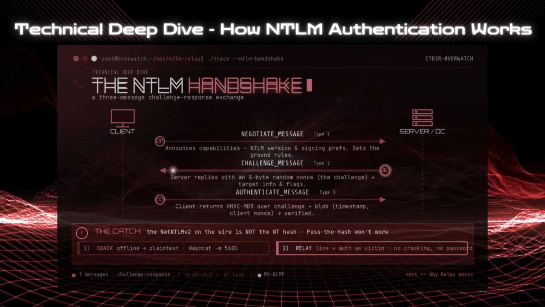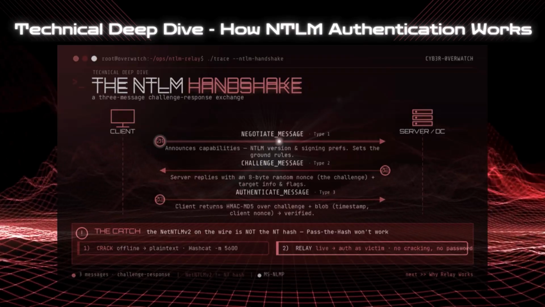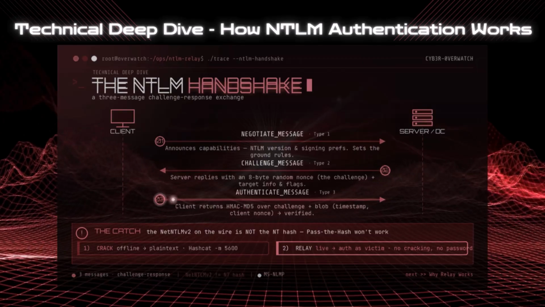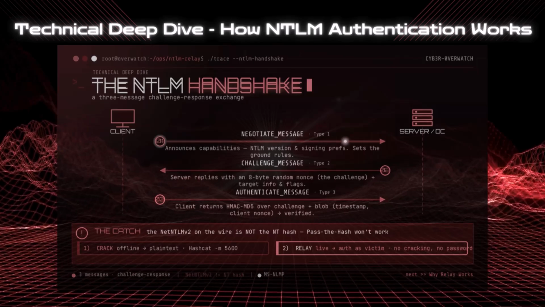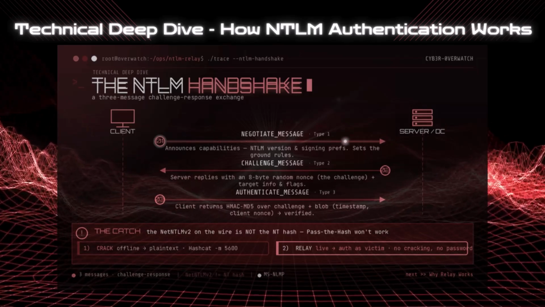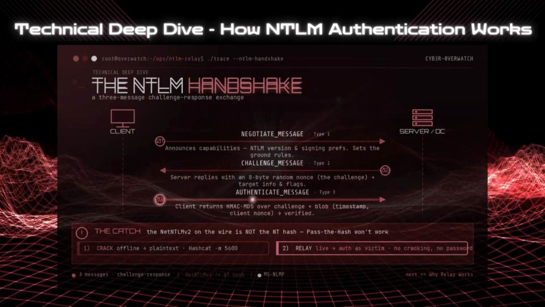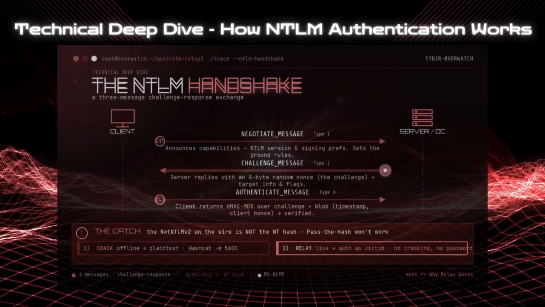Step 3, authenticate. Type 3. The client takes the challenge and computes a response using a hash derived from the user's password, then sends it back in an authenticate message along with the username, domain, and workstation name. In NTLM version 2, this response is an HMAC-MD5 over the server challenge plus a blob containing a timestamp and a client challenge. The server, or domain controller on its behalf, verifies the response and access is granted.